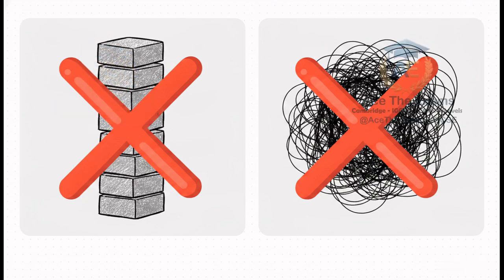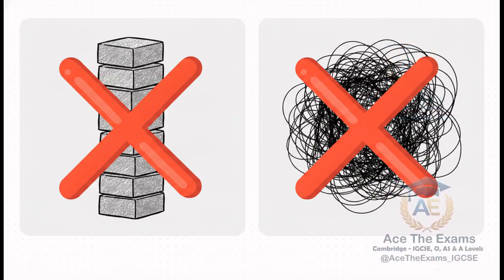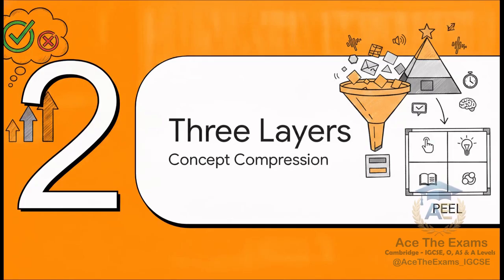Both of these students recognize the topic, sure, but both failed to deliver what the assessment objectives demanded. They were distracted by the key word and missed the deeper process entirely. Section 2. 3 layers of explanation.